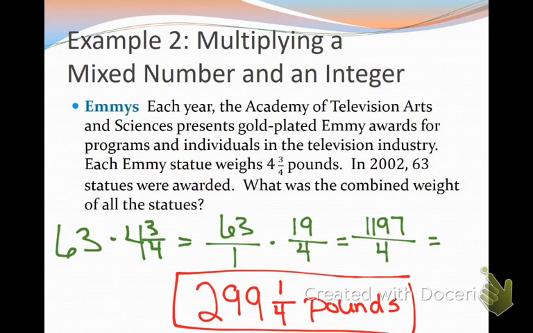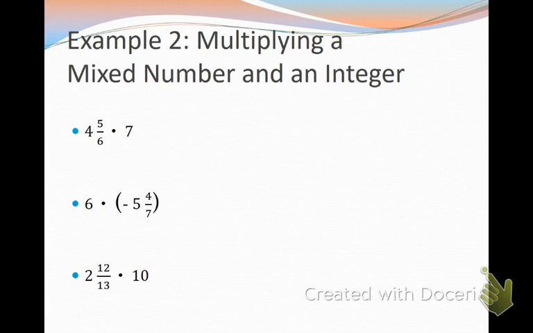So that would be how I would do that. Okay, so we're going to do the top two now, multiplying a mixed number and an integer. So again, you're changing them both to improper fractions, cross-reduce where you can, and just make sure your answer is now converted back into a mixed number.